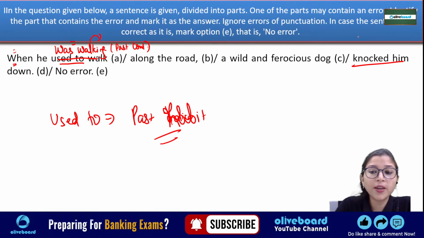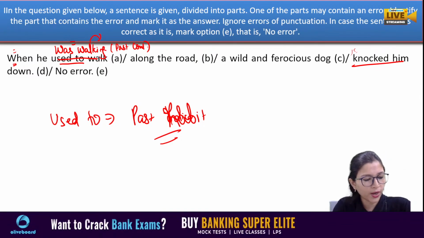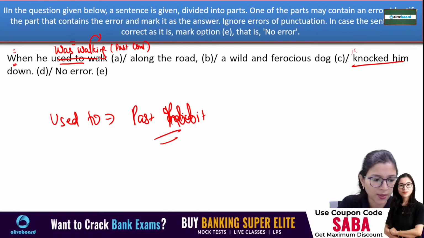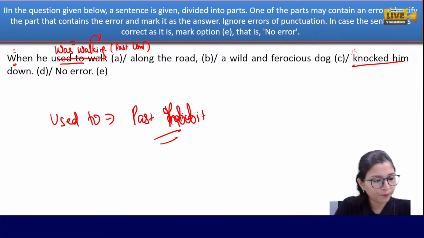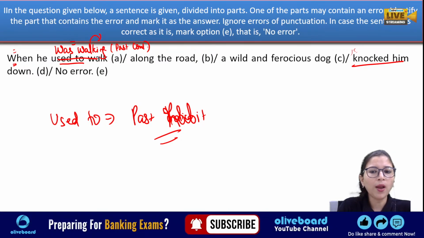If it is a habitual action, then in place of knocked him down, it will be used to knock him down, meaning whenever he went, a dog would go every day and attack him. So it will be used to knock him down, Neeraj, if it is past habit. Okay. So simply it is a one time action: when he was walking along the road, a wild and ferocious dog knocked him down. Simple A part.